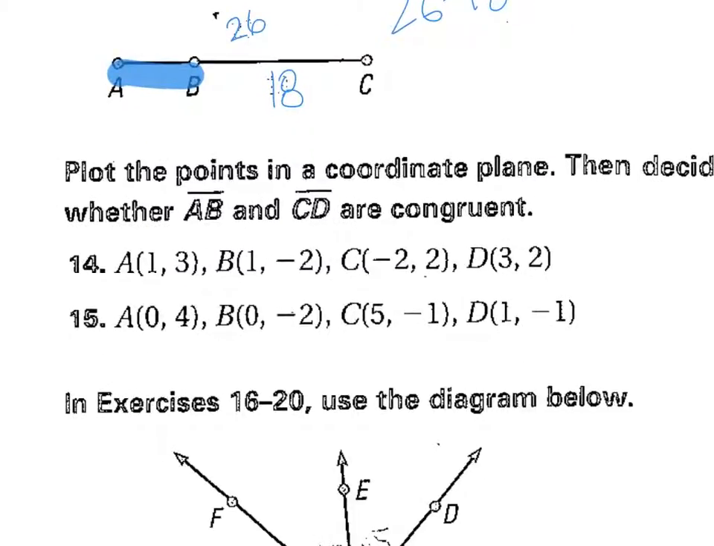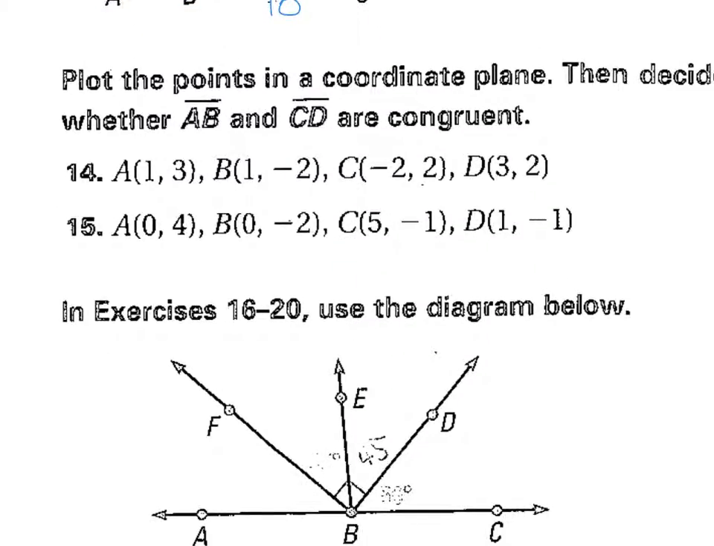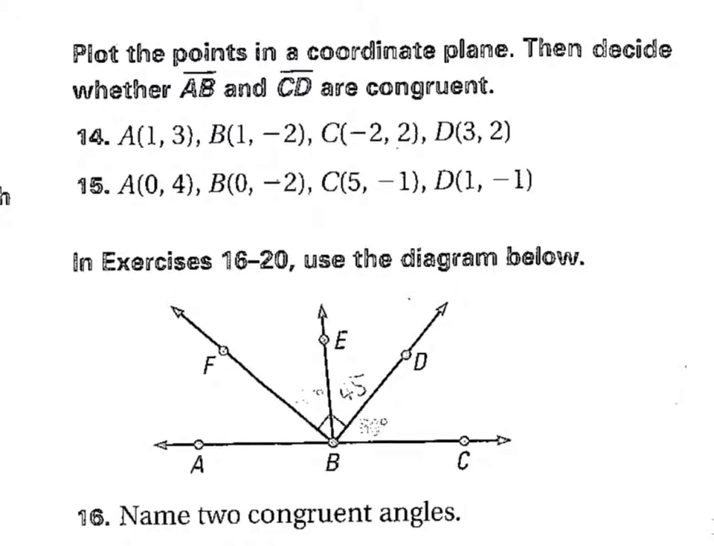Moving on. Okay, so on this, you don't really have to plot the points. All you got to do is look for the points that aren't the same. Like 1 and 1, and your x's are the same. So for AB, all you got to do is you're going to take those points that are different, the 3, and you're going to subtract them. That's going to give me a negative 5.